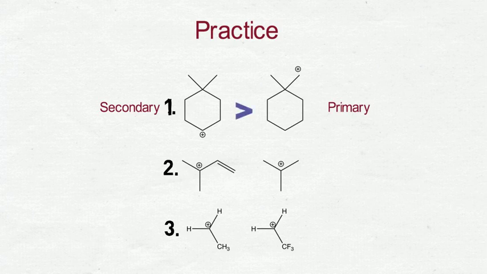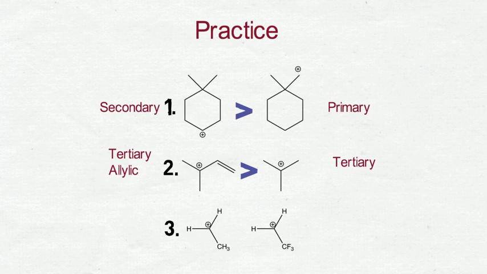Moving on to the second example, the one on left is a tertiary but also an allylic carbocation. The one on right is only a tertiary carbocation. So the one on left is more stable because it is stabilized through resonance as well.